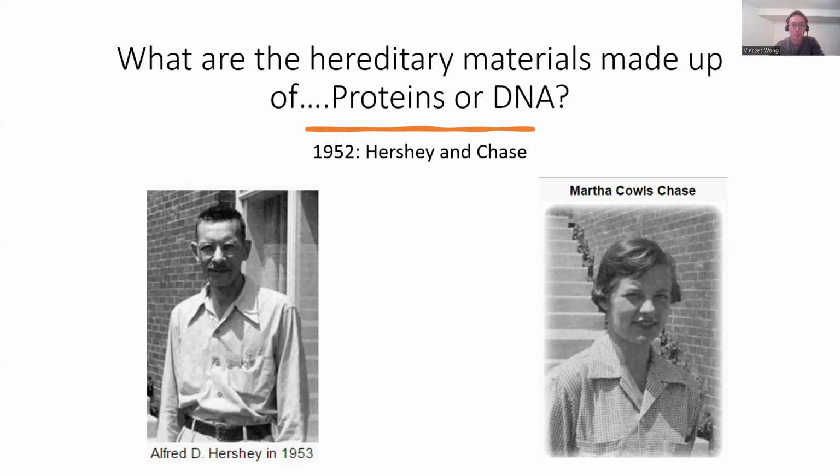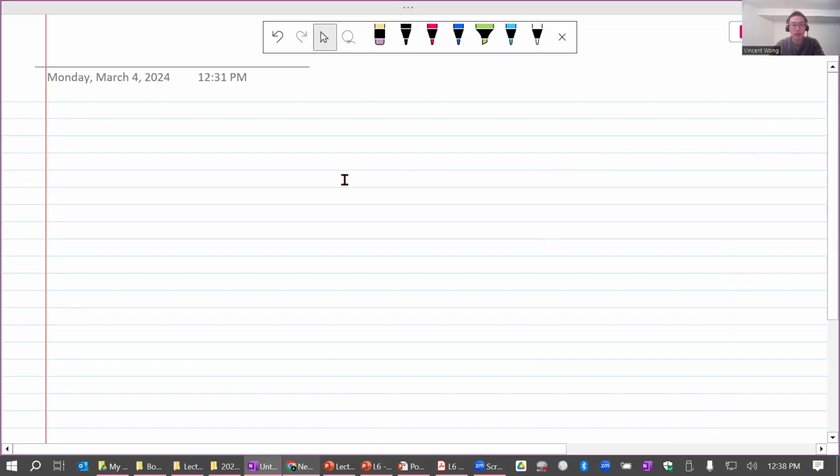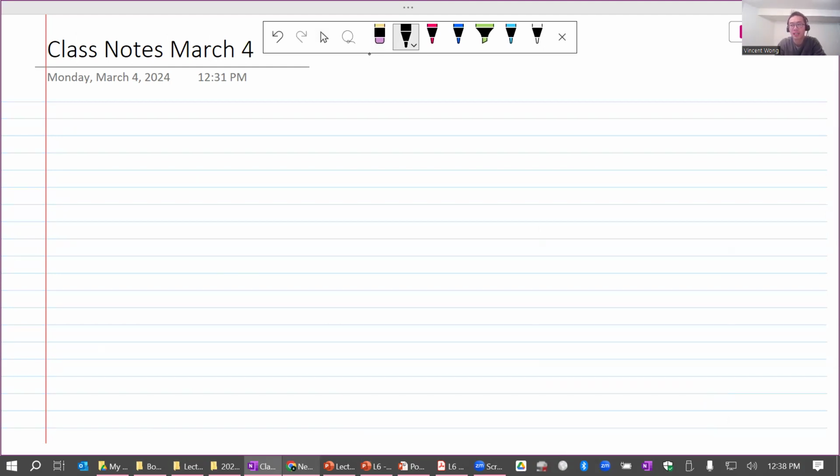And so there were two scientists, Hershey and Chase, seen here in these pictures. They did an experiment that helped determine it was the DNA that acts as the hereditary material and not the protein. So what I'm going to do right now is go through their experiment with you. I strongly recommend that you have some colors with you because it is very complicated. So this is the Hershey and Chase experiment.